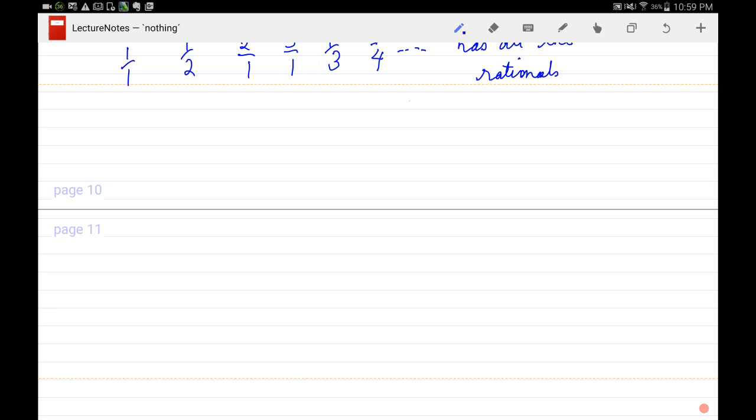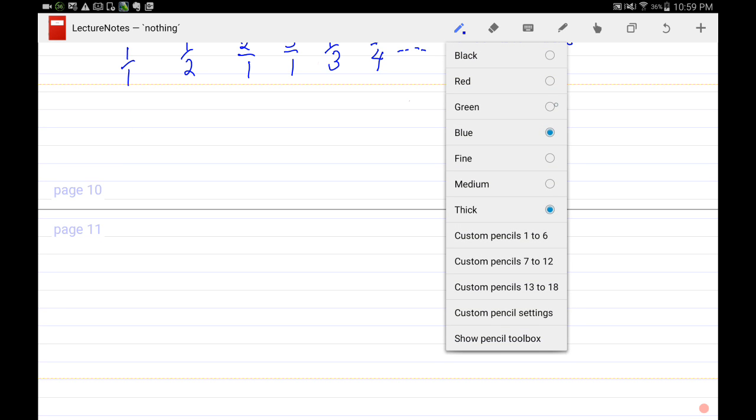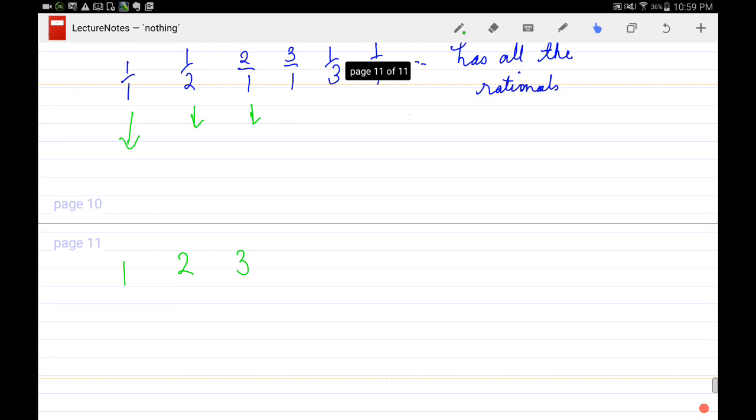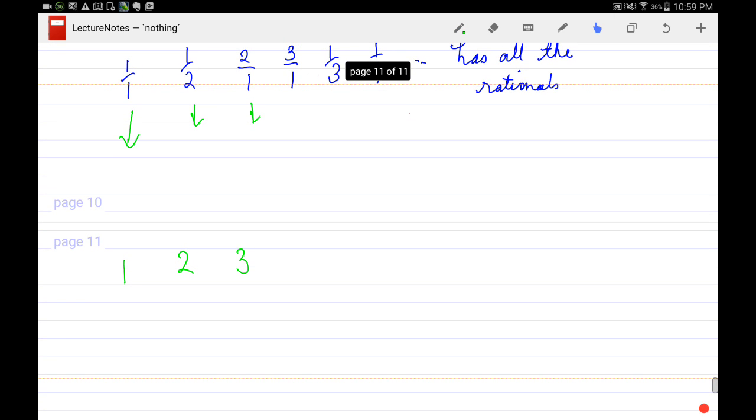So how do we produce our map to the integers? Well, the first number, 1 over 1, will be mapped to 1. 1 over 2 will be mapped to 2. 2 over 1 will be mapped to 3. And 3 over 1 will be mapped to 4. 1 over 3 will be mapped to 5. 1 over 4 will be mapped to 6, and so on. And this has all the integers.